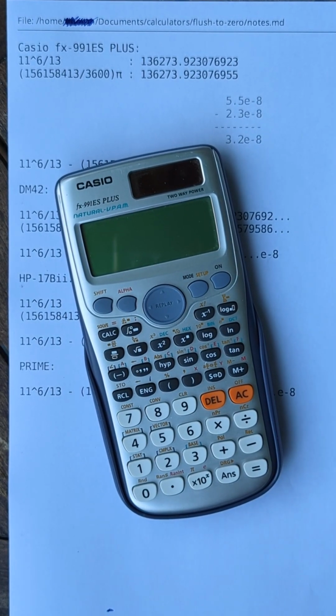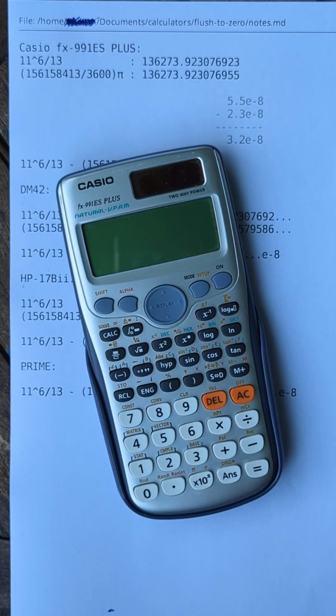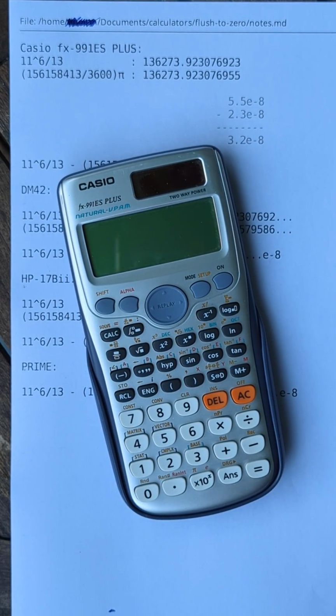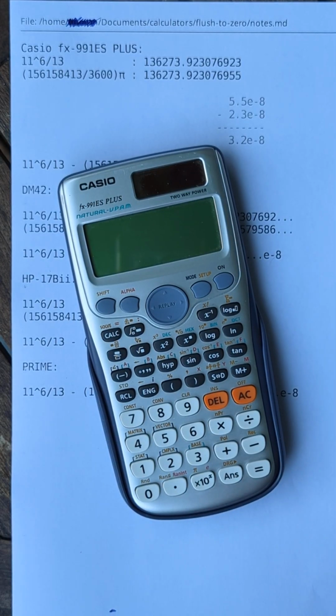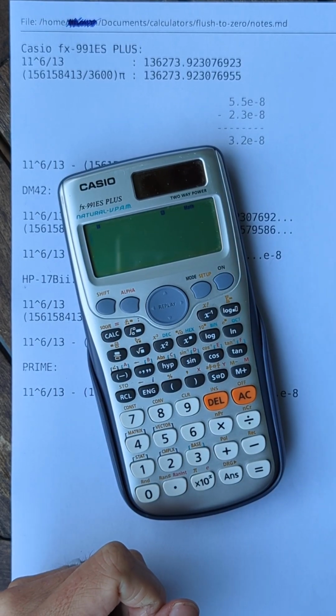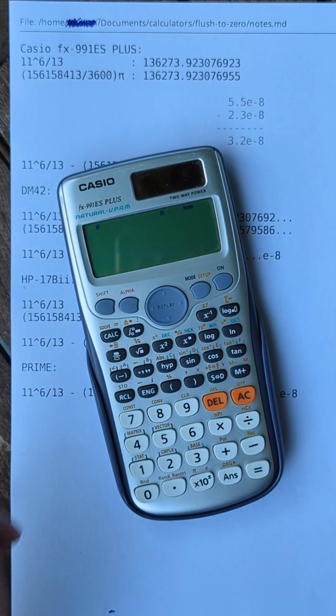Hello. Just for fun, this one came up on Reddit just a moment ago, and it's quite interesting. It's the old 11 to the power of 6 divided by 13 is somehow a fraction of pi, but there's a slight twist to it. So let's show you. This is a 991 ES Plus.